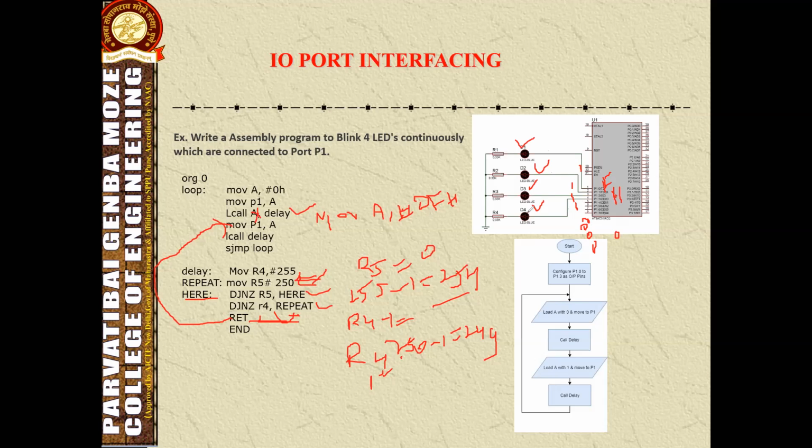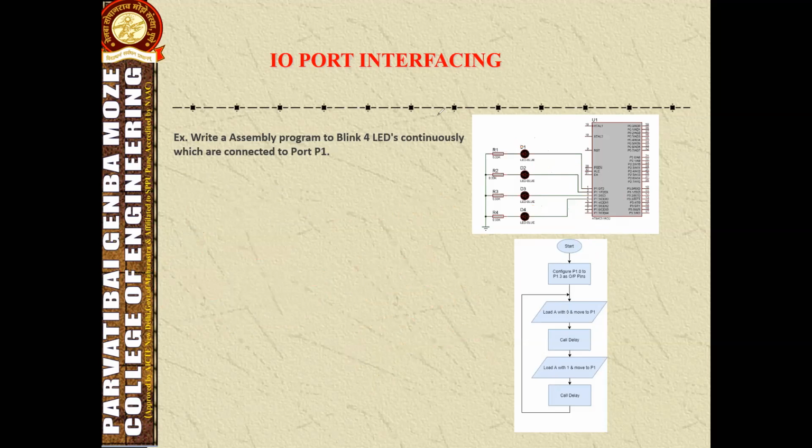Now we have to wait for some time. Again, we are going to call this subroutine delay. Now the same operation will be performed here. Then after some time, it will come to SJMP. Where is the SJMP? It jumps to this loop. So again it will come to this loop. From the start, the same operation will be repeated, on and off, on and off. So this is a small example of writing an assembly language program for blinking 4 LEDs. Those LEDs we have connected to port 1 pins.